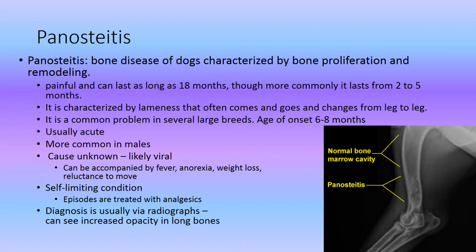Diagnosis is usually by radiograph, and you can see the change in opacity in the bone. So what we see right here, we're looking at a humerus, okay? And you can see the normal bone here and how abnormal it gets down here. And that's panosteitis.